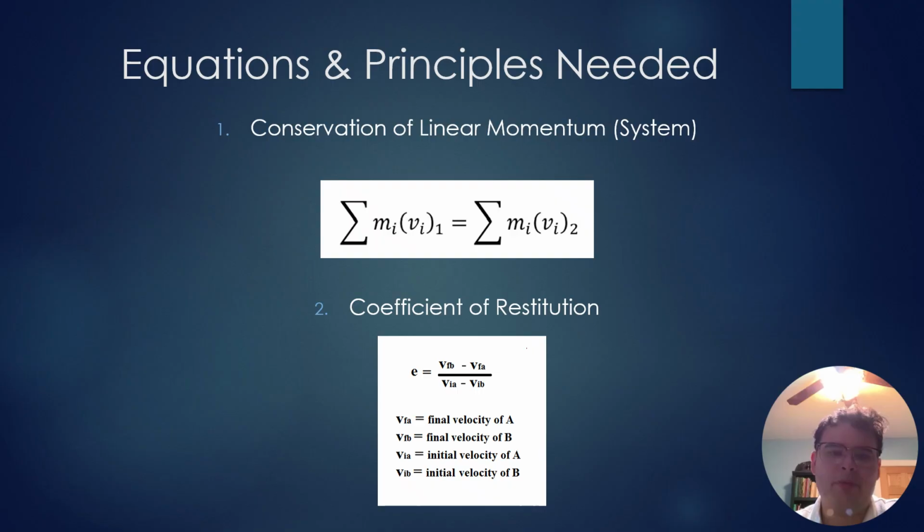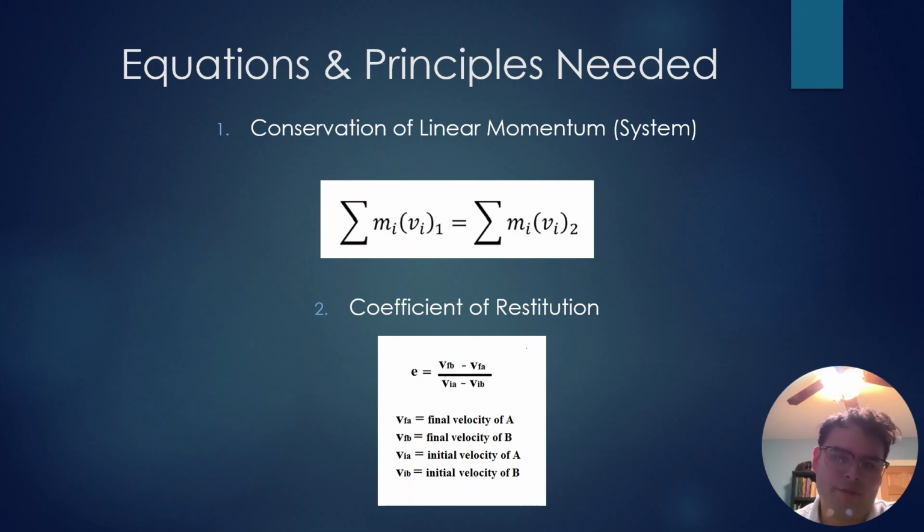With the setup complete, we apply our two equations. First, the conservation of linear momentum for the system. The total momentum before the collision must equal the total momentum after. And then second, we use the coefficient of restitution equation, which for our value of e equal to 0.6, relates the relative velocities of separation and approach. This gives us a system of two equations with two unknowns, and solving them at the same time is pretty straightforward.